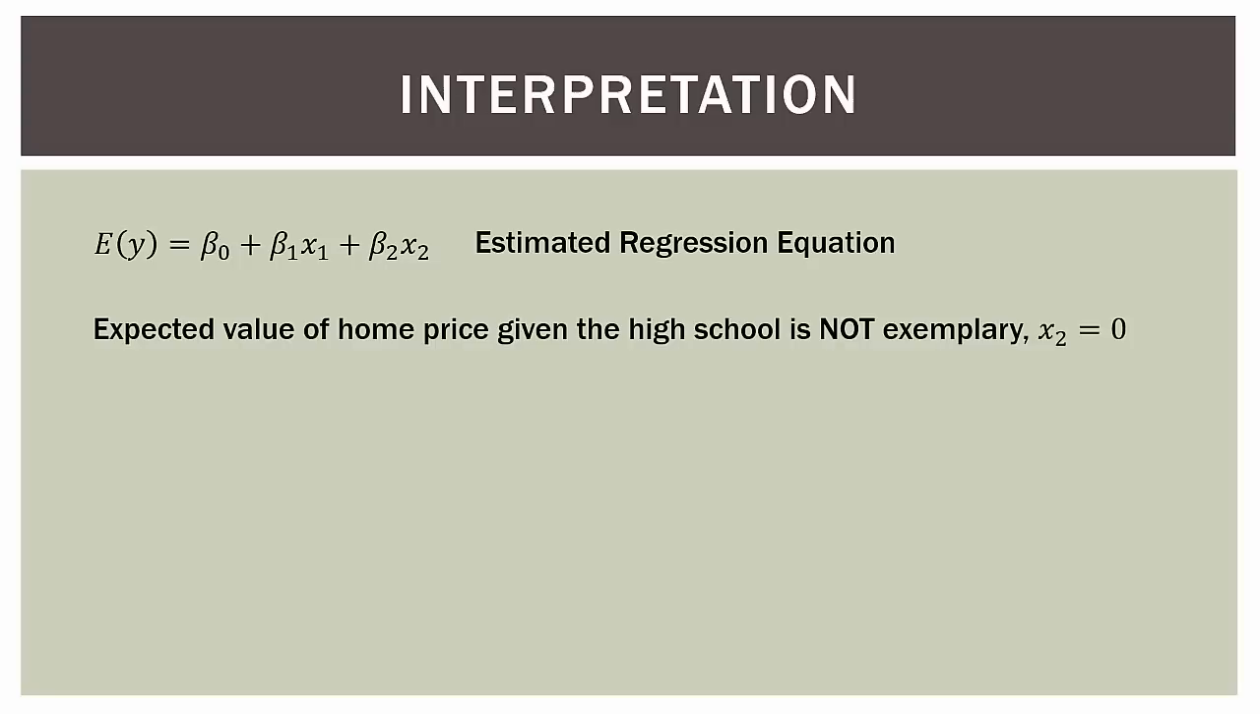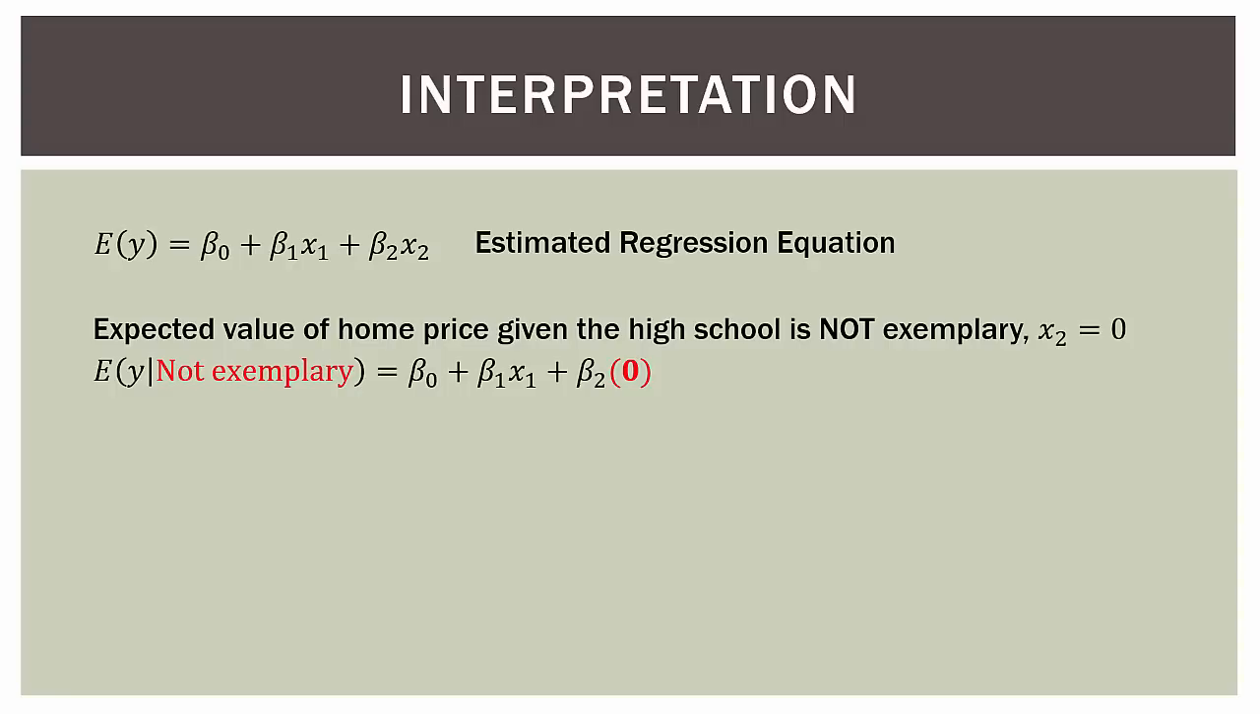Now, we have two things going on here. We have one case where the x2 is 0, where the high school is not exemplary. And then we have another case where the high school is exemplary and x2 is a 1. So let's look at the first case first. The expected value of home price given the high school is not exemplary, that's where x2 equals 0.